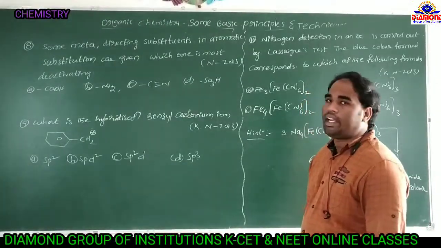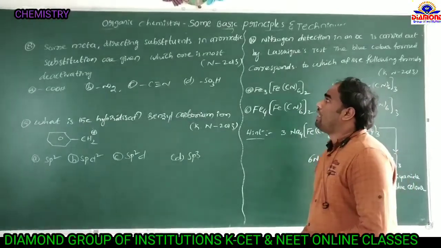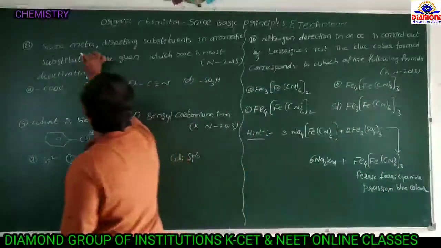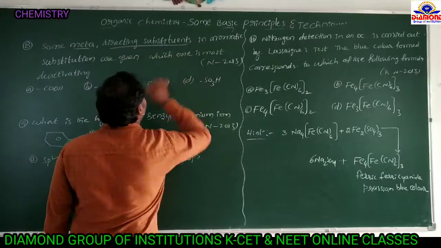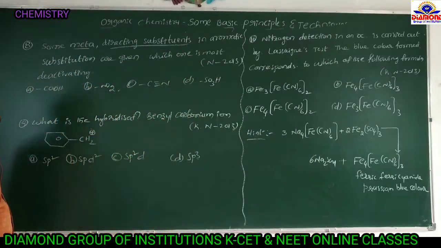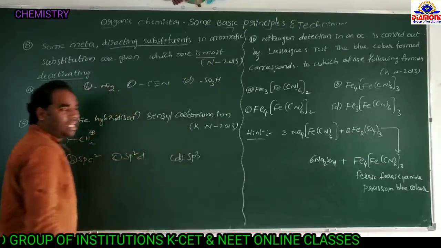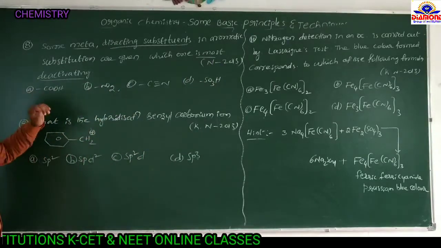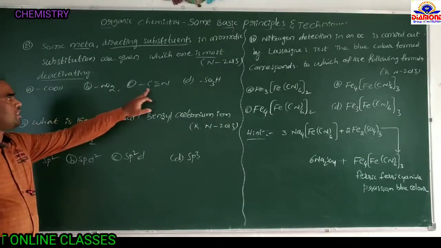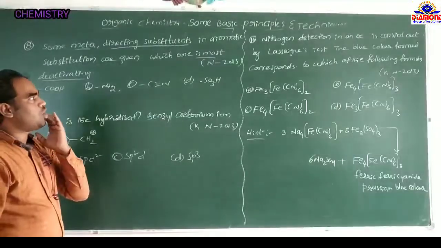So next, question number 8. Some meta-directing substituents in aromatic substitution are given. Which one is the most deactivating group? So these are the functional groups: carboxylic acid, nitro group, cyanide, and sulfonic acid.